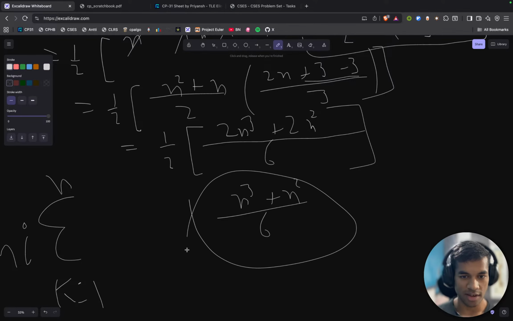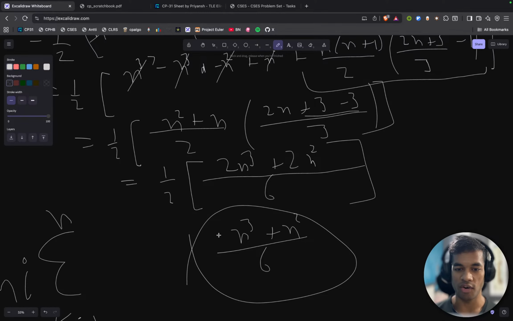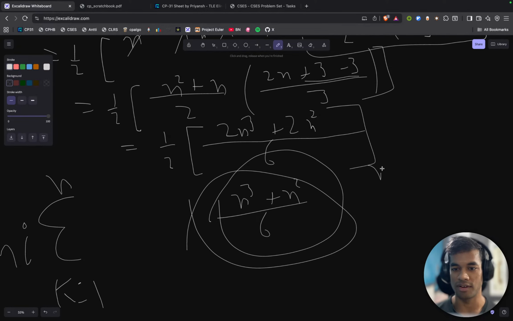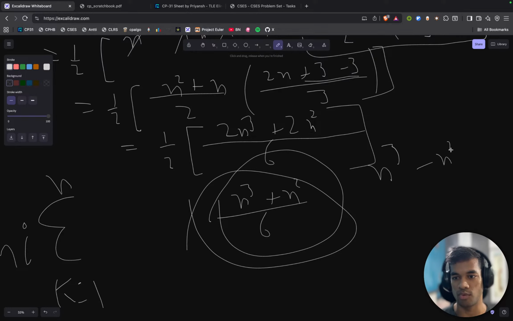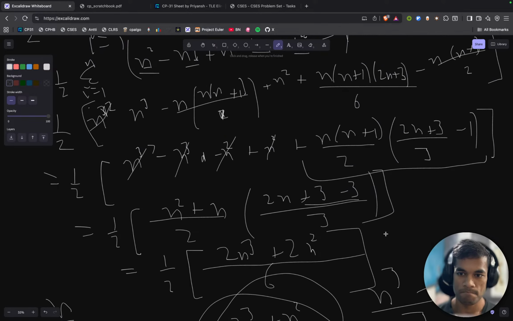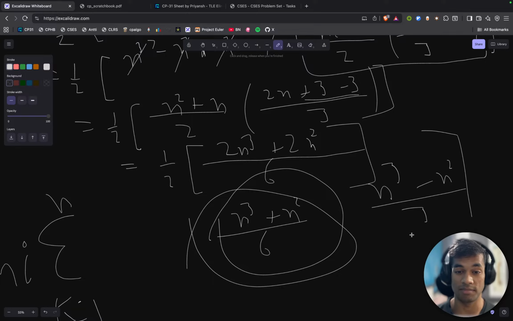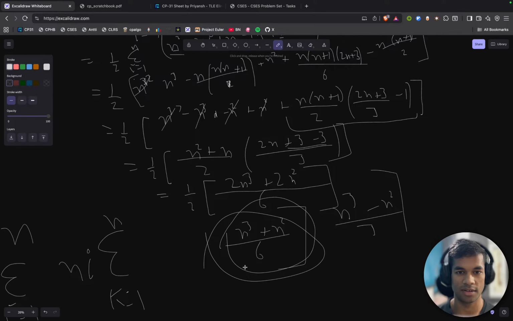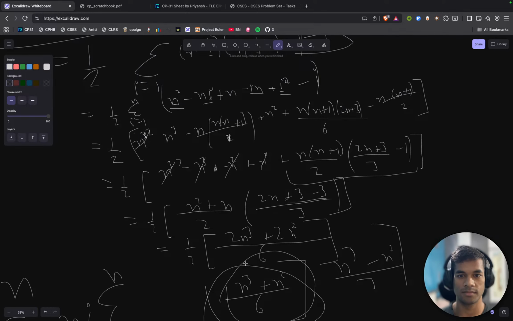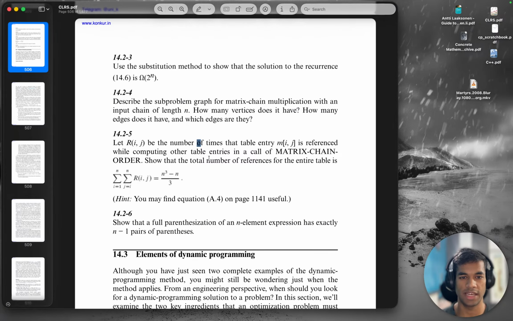Don't tell me that is the actual thing. Okay, it is off by a little bit. The actual answer is n cube minus n square by 3. At some point, I did mess up. That is pretty close to the actual answer. Anyways, okay, I can look at it later.